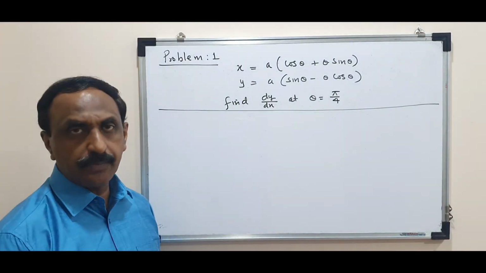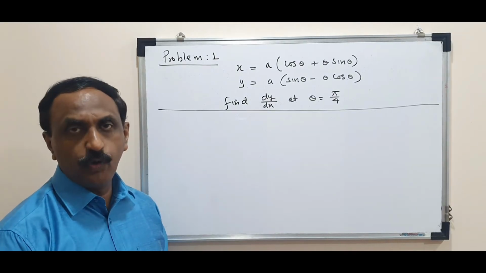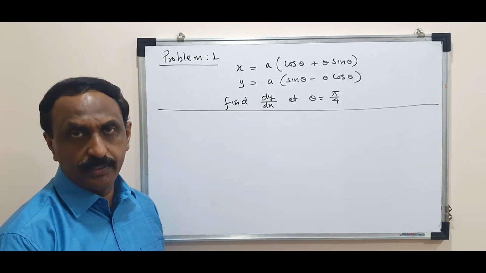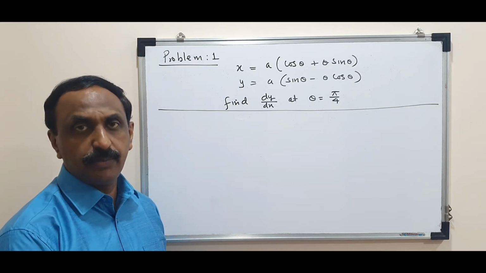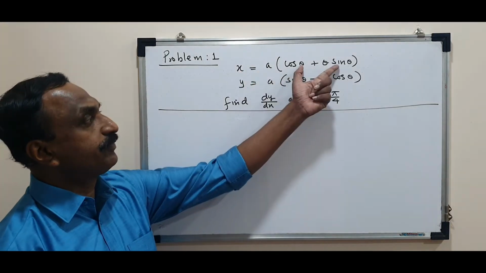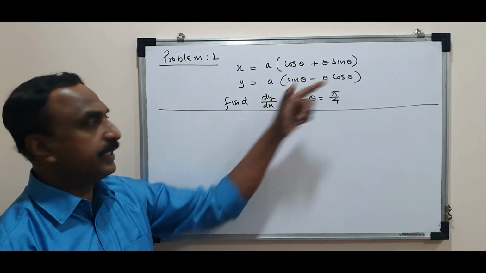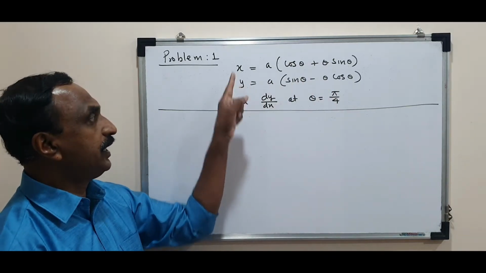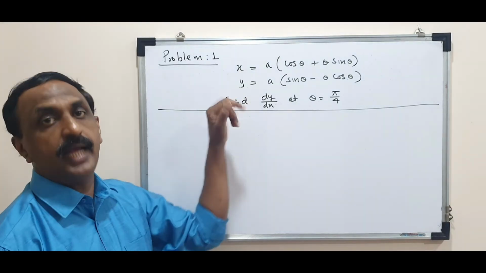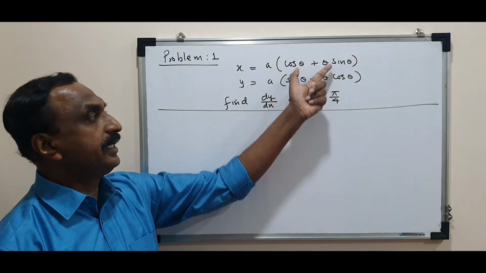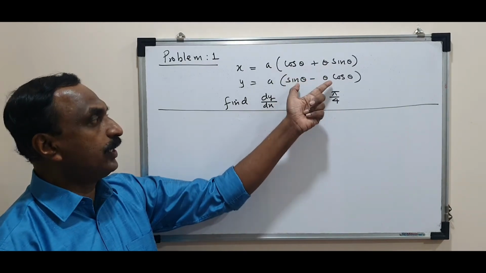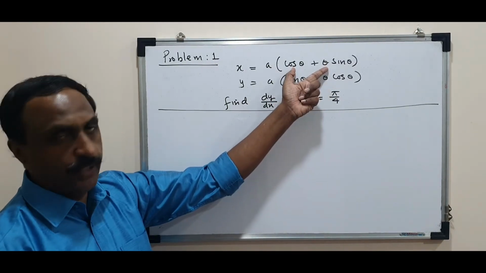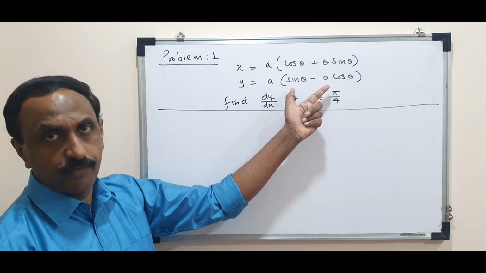Now let's take this example. So as I said before, there are two methods. One is you can eliminate theta and then differentiate. Other method is if x is a function of theta, y is a function of theta, differentiate y with respect to theta, differentiate x with respect to theta, and then divide. So here, eliminating theta is not an easy task. You cannot eliminate theta so easily. So since you cannot eliminate theta so easily, we use the parametric method of differentiation.